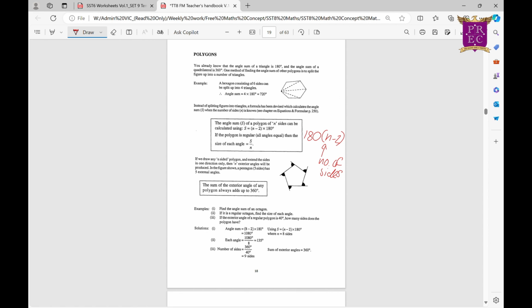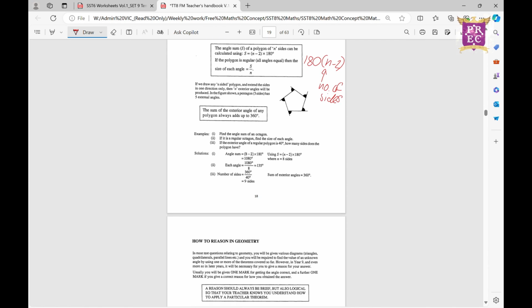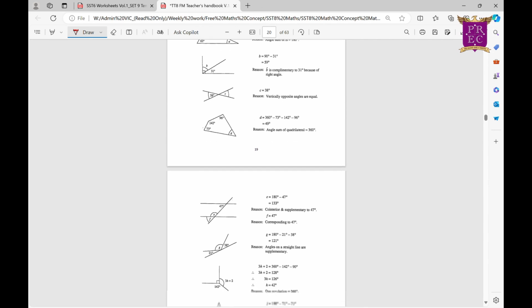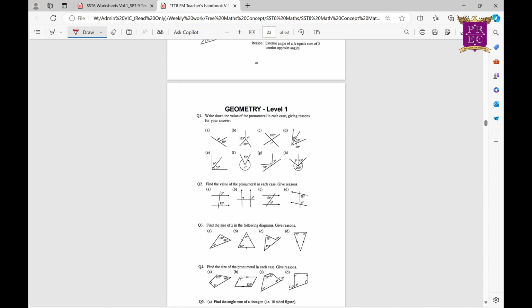And the sum of exterior angles of any polygon always adds up to 360. So just remember that, and all you need to remember is these two formulas: 180 times n minus 2, and the sum of exterior angles of any polygon always adds up to 360. These are pretty straightforward. We'll skip that, we just went through these, and have a look at geometry.